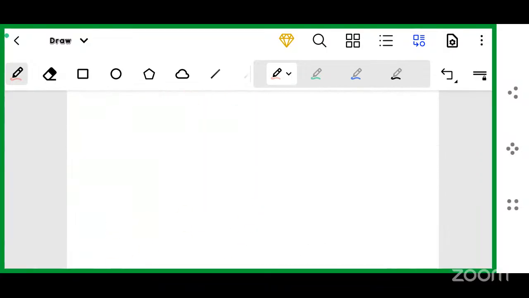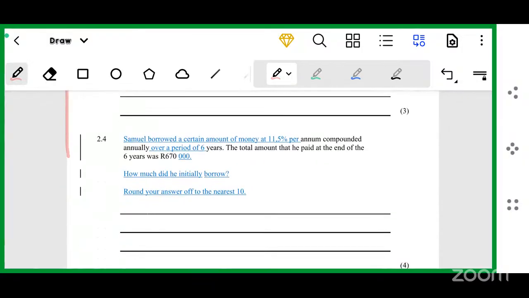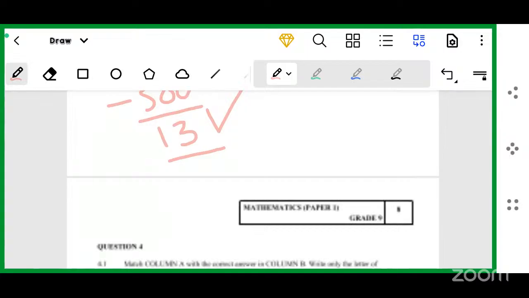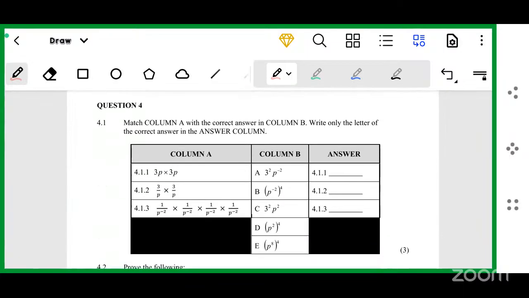So let me see, which one are we doing? Question 4. Match column A with the correct answer in column B. Write only the letter of the correct answer in the answer column. So we have 4.1.1, 4.1.2, 4.1.3, and we have A to E. So what do you think is going to be the final answer for 4.1.1? C. Okay, let me write it down. And for 2?